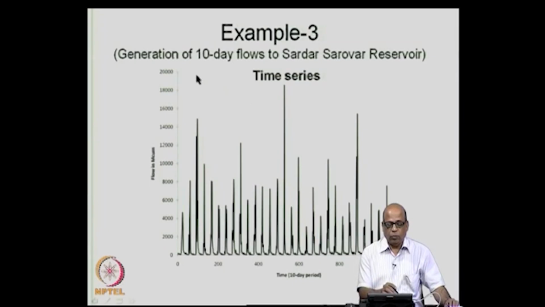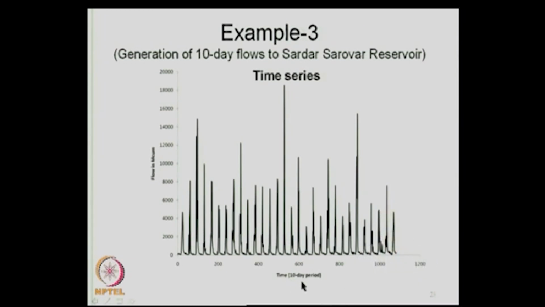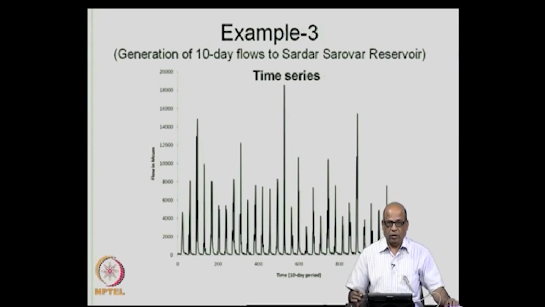Often it has been used successfully for 10-day flows, and we demonstrate one such example here: 10-day flows to the Sardar Sarovar reservoir in India. Now, this is the data. This data is available for a fairly long time. This is a 10-day time period. So, what we do is a year is divided into 36 time intervals during a year.